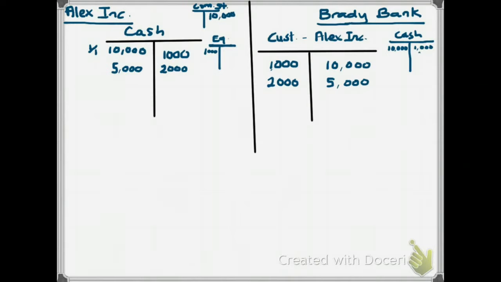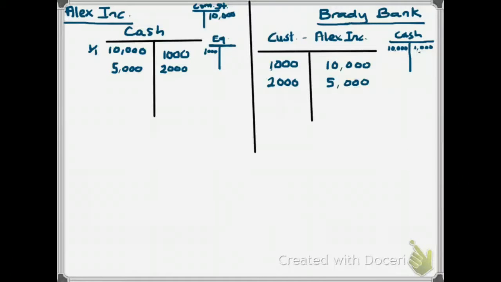All I'm doing in this example is you're seeing two sets of books, one for Alex Inc. and one for Brady Bank. You don't need to follow the journal entries. Just know that for every entry that we have for Alex Inc., there is a mirrored image in Brady Bank's books. That's all you really need to understand from these journal entries.